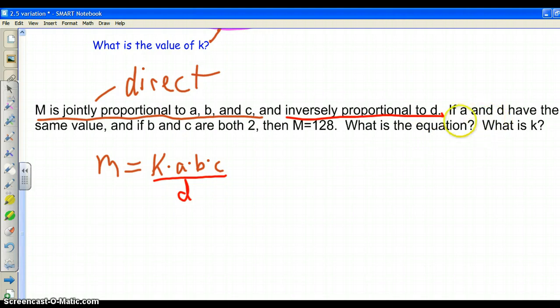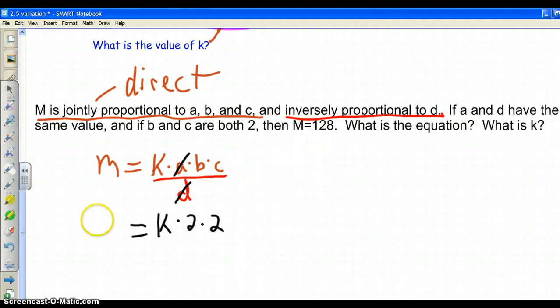At that point, it's kind of a complex question. It says, if A and D have the same value, so let's start figuring this out and see what would happen. If their value is the same, you could cancel them out because that fraction would cancel. 2 over 2 is 1, or 3 over 3 is 1. So if B and C are both 2, so I've got that.